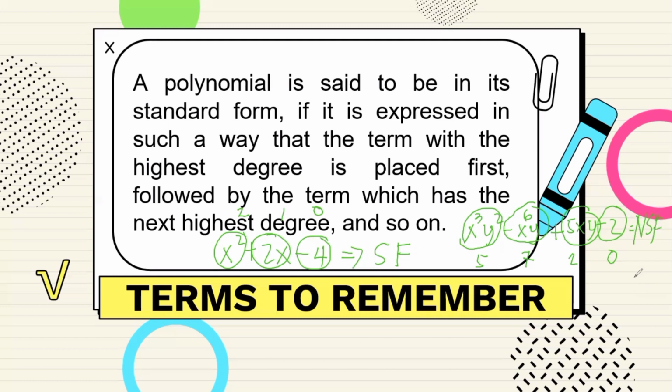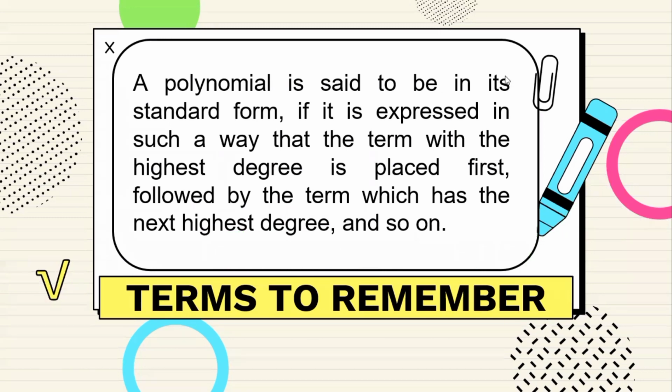So, mas ulitin ko, masasabi lang natin na yung polynomials are already expressed in their standard form if the terms are already arranged, or the degrees of the terms are already arranged in descending order. Okay? So I hope that's clear.